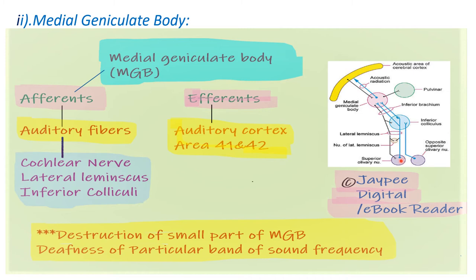Some of the fibers cross and finally relay in the superior olivary nucleus. From the superior olivary nucleus, most of the fibers go via the lateral lemniscus to the inferior colliculus, and then via the inferior brachium to the medial geniculate body. These auditory fibers of the medial geniculate body are the fifth order neurons, and they go via the acoustic radiations, the efferents, to the auditory cortex in the temporal lobe, that is the primary auditory cortex, area 41 and 42.